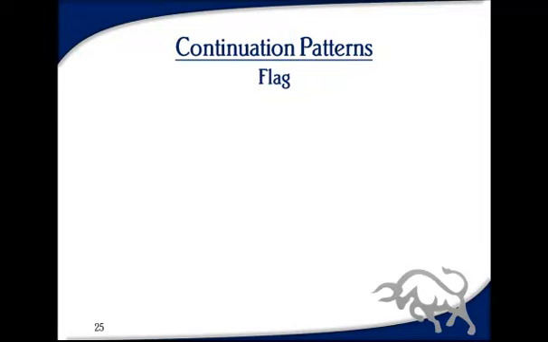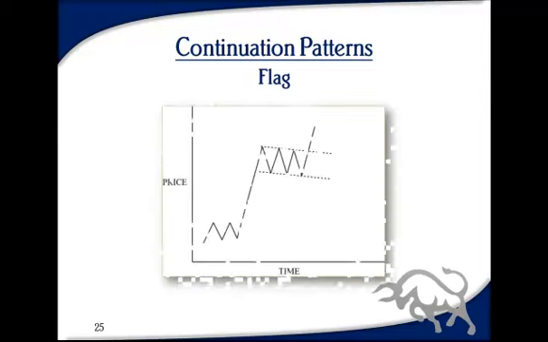This one's called a flag. It's probably the most common, along with the pennant, which we'll look at next. Probably the most common continuation pattern of all. And it's a short trend. It will last maybe 1 week to 3 weeks. You'll see that the parallel lines slope downwards slightly, and this is common in an uptrend. And it will be the opposite in a downtrend. You would expect them to slope up a bit.